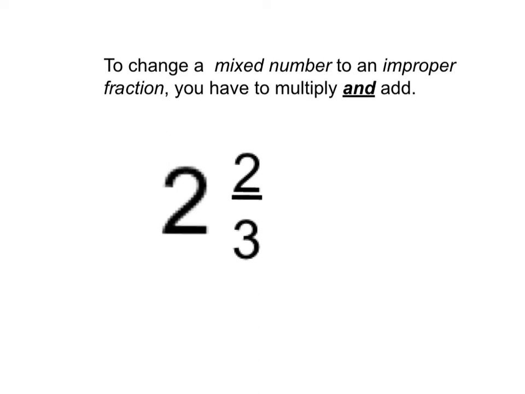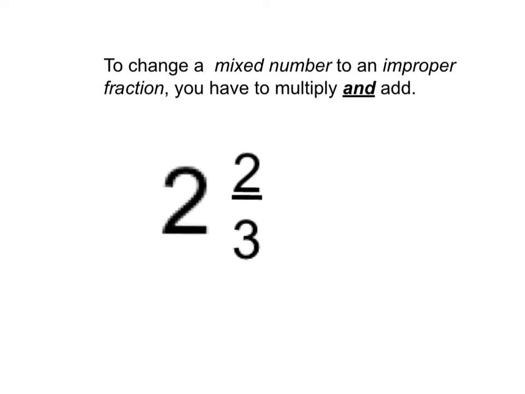Now, to do the opposite, meaning to change a mixed number into an improper fraction, what you'll need to be able to do to multiply them or divide them or add them or subtract them, you always have to change it into an improper fraction before you can deal with it. Then you would change it back into a mixed number in your answer.